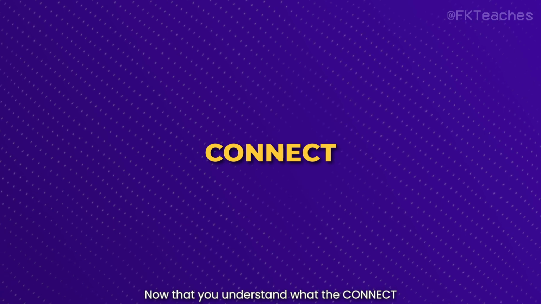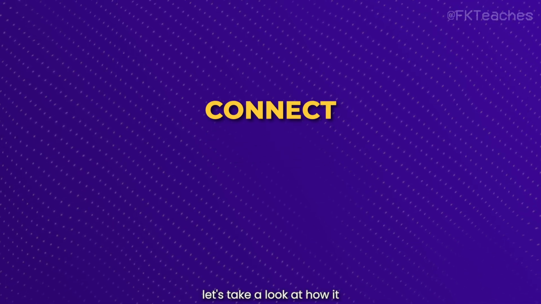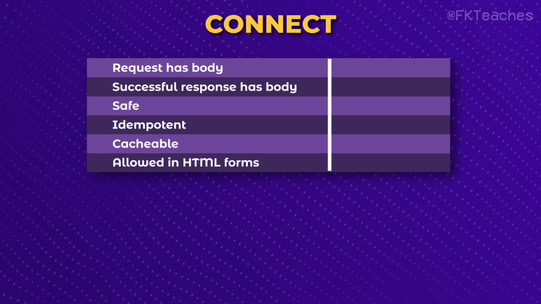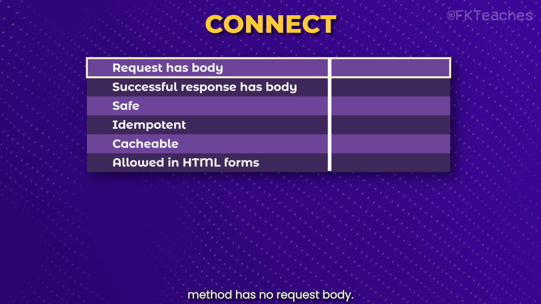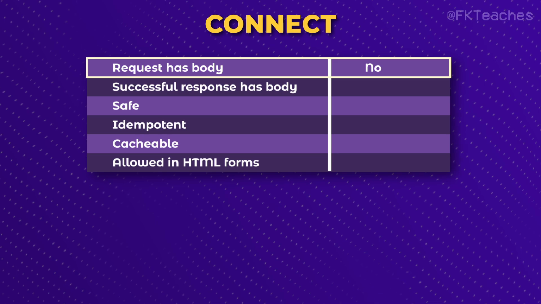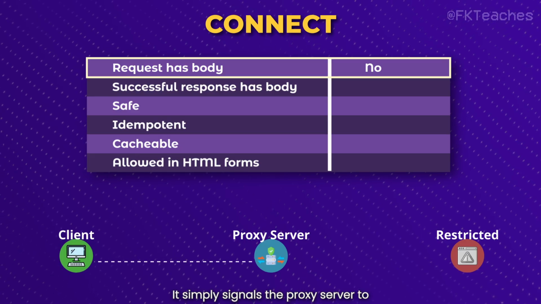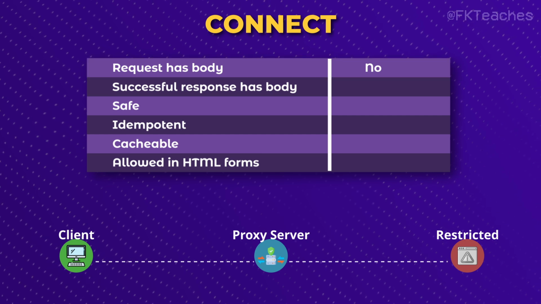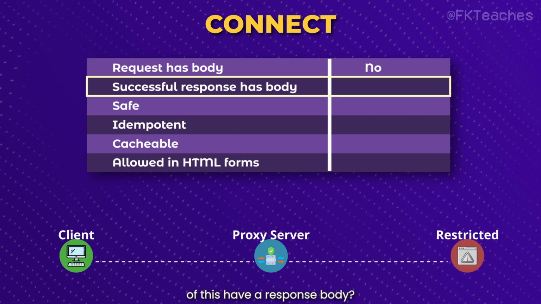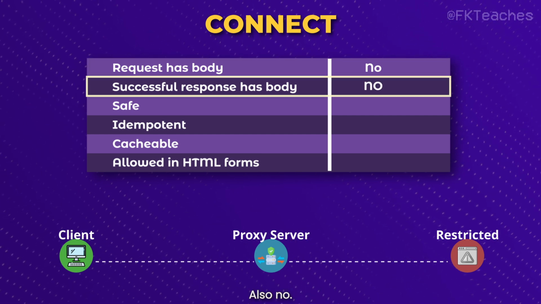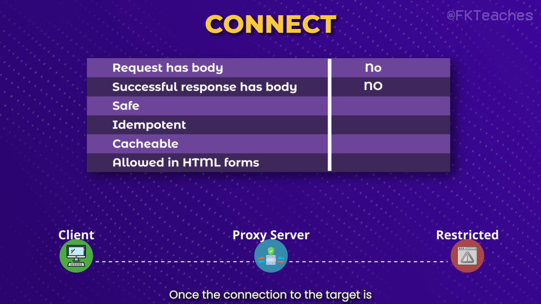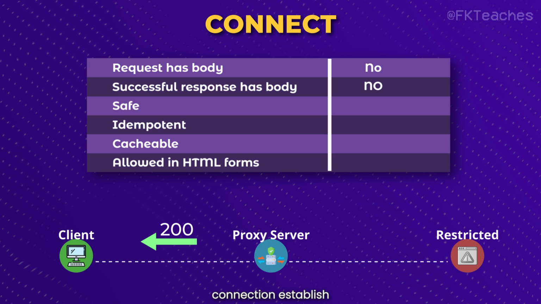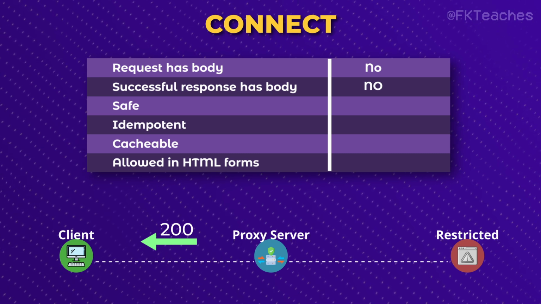Now that we understand what the CONNECT method is all about, let's take a look at how it stands on our methods table. First, the CONNECT method has no request body. It simply signals the proxy server to help create a tunnel to a restricted destination. Does a successful response of this have a response body? Also no. Once the connection to the target is established, it simply returns a 200 Connection Established status code.